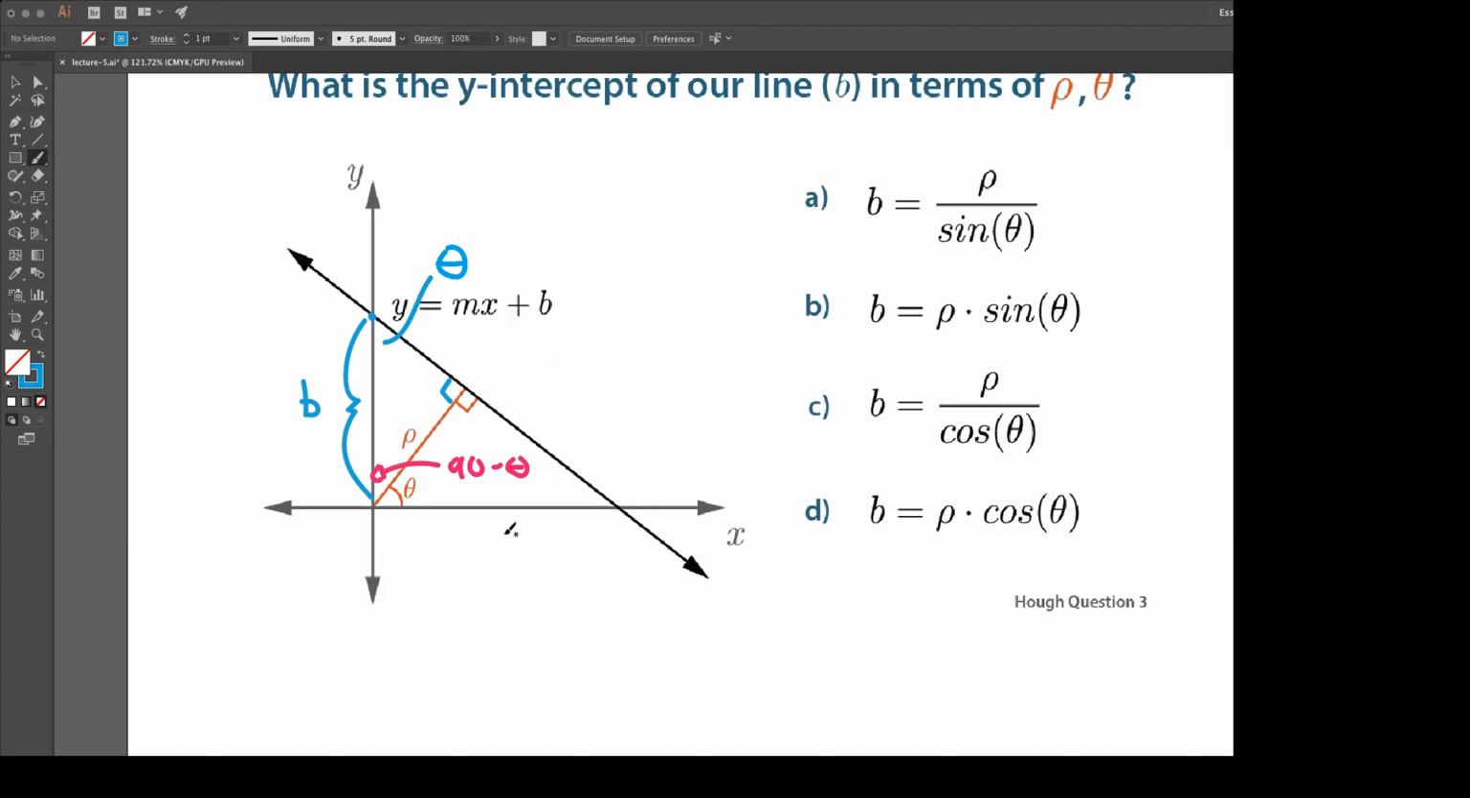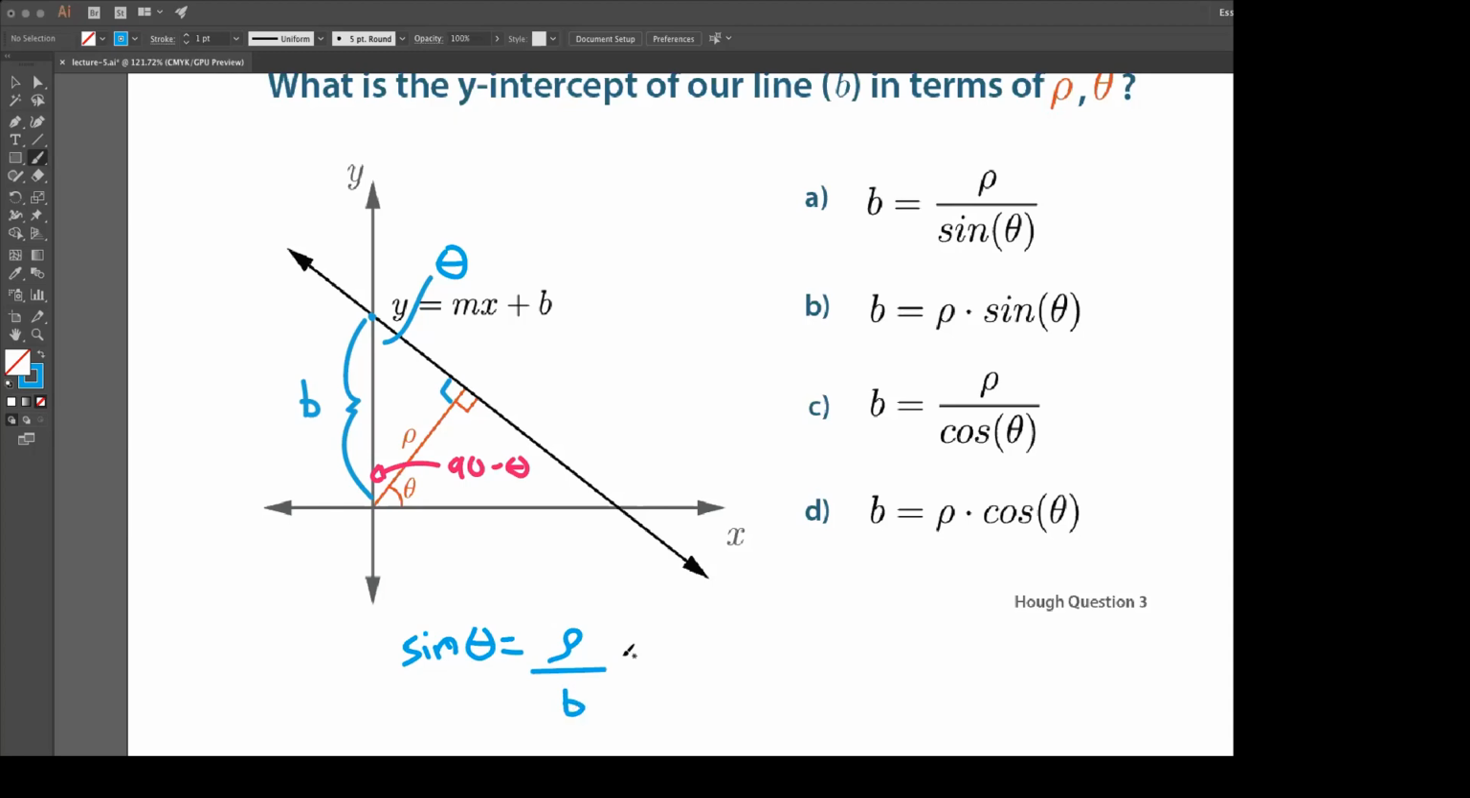Okay, so we're almost there. What I want to get at now is an equation for b, and I have rho. So if I'm looking at this angle, I have the opposite side and the hypotenuse. Everyone learns this differently in high school, so I'll just talk about how I learned it. I learned SOHCAHTOA: if I have the opposite side and the hypotenuse, I should use the sine. So I'm going to write down sine of theta is equal to the opposite side, which is rho, divided by the hypotenuse, which is b.